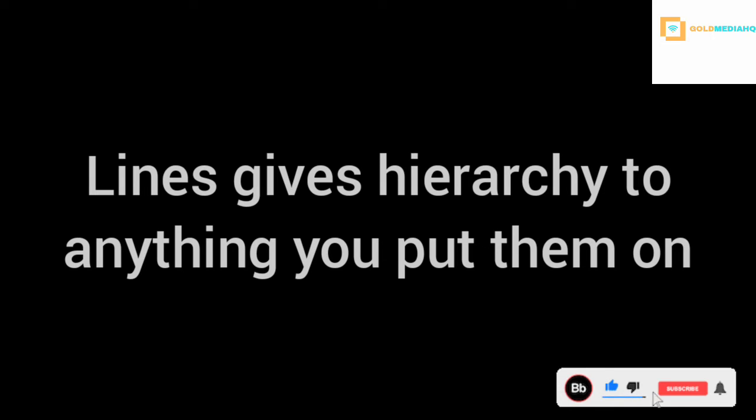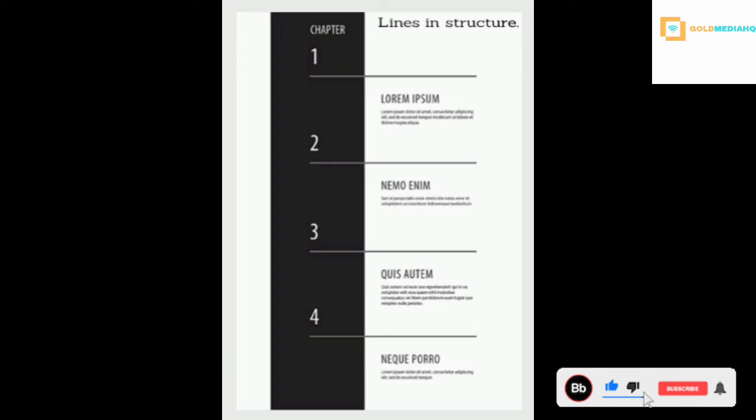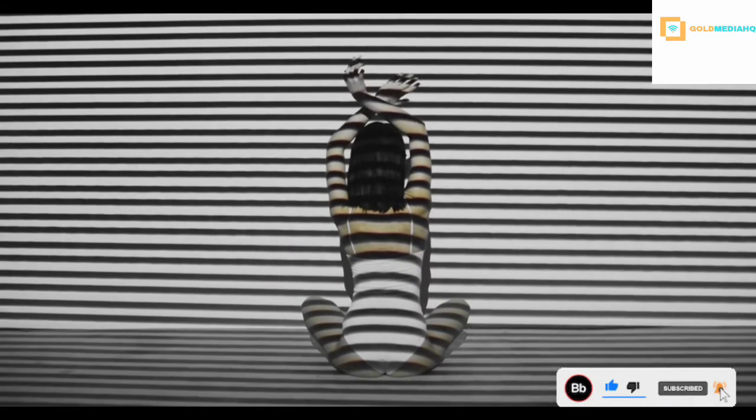Lines naturally give hierarchy to whatever you put them on. When you have a graphics design and you put a line on a particular element, it gives hierarchy. Even if it is a dotted line, you put a dotted line around a picture or an image in a graphics design, it gives it hierarchy. So lines give hierarchy to your element.